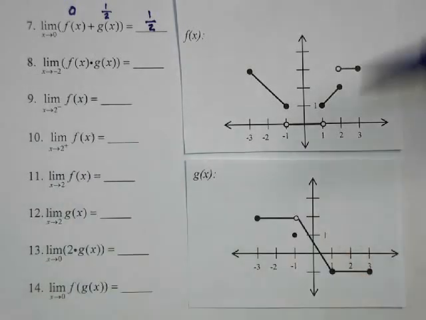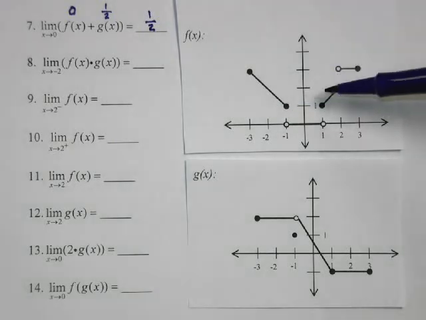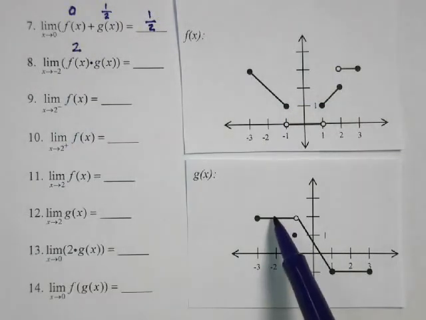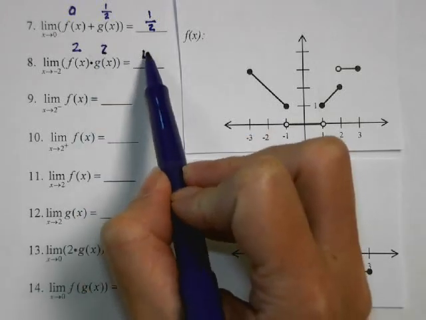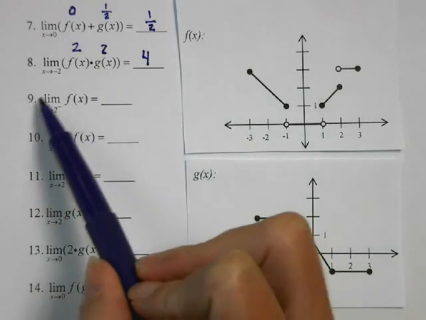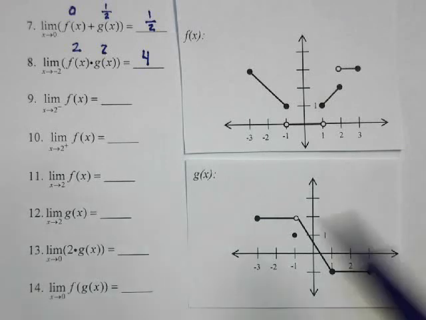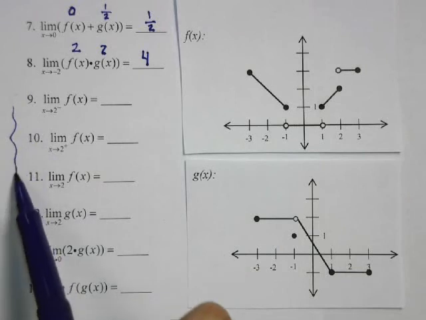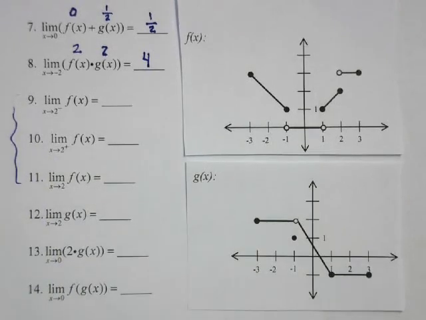Here we're going to multiply. So as we go to negative 2, it's approaching the same thing from both sides. It's approaching 2. G of x is approaching also 2. So this limit will be 4. The limit as x approaches 2 from the negative side. So I encourage you to practice these three. Pause the video and see if you can get these without my help.